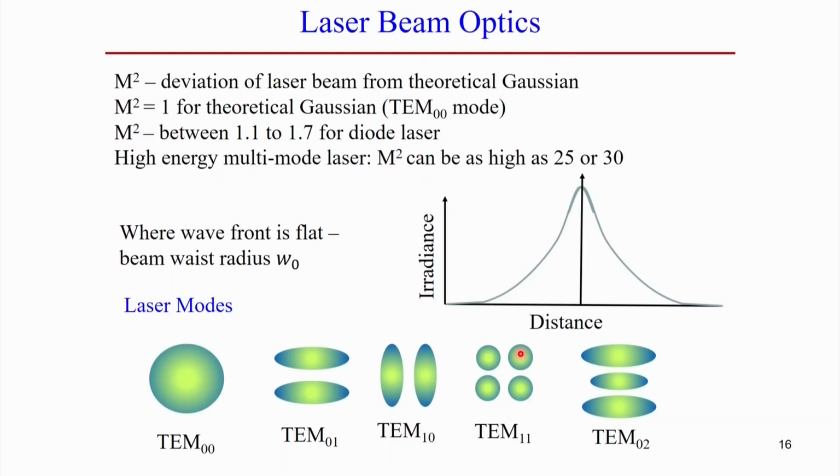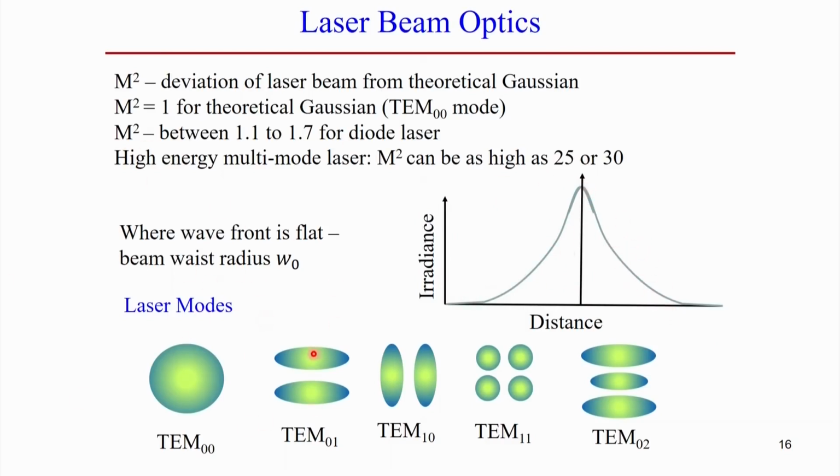This is the very ideal case, but M square can vary between 1.1 to 1.7, specifically for the diode laser, and for a high energy multimode laser M square can be as high as maybe 25 or 30. So M square is the parameter that decides how the laser beam deviates from the Gaussian mode, that means the TEM00 mode. From the figure, if you see the laser irradiance and the distance, at the center the laser intensity is maximum and gradually the intensity decreases with respect to the center.